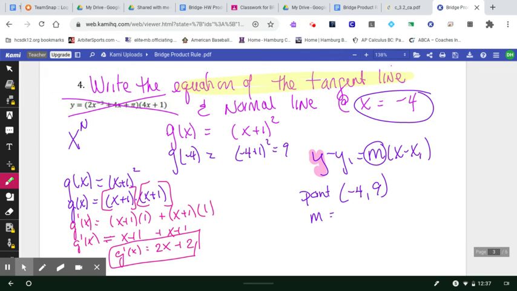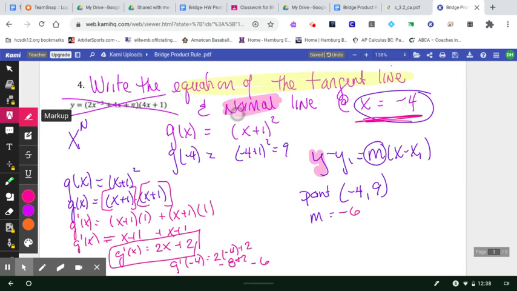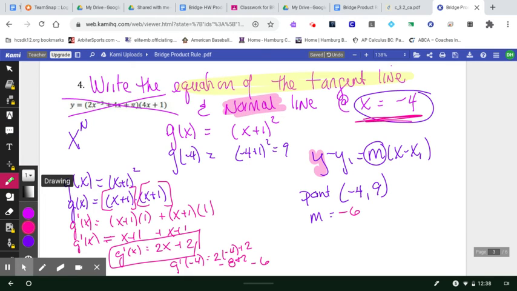And now I want the slope at x equals -4. So g prime of -4 is equal to 2 times -4 plus 2. So that's -8 plus 2. I get -6 for my slope. Okay, so now I can easily answer the question. I need the tangent line and it said the normal line. So remember, normal is just that fancy word for perpendicular.